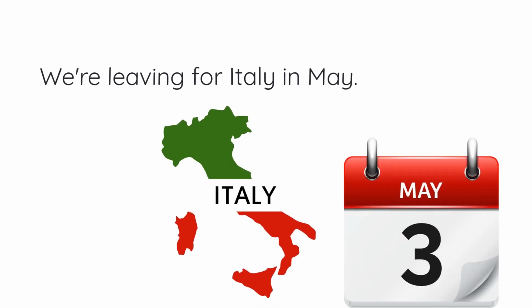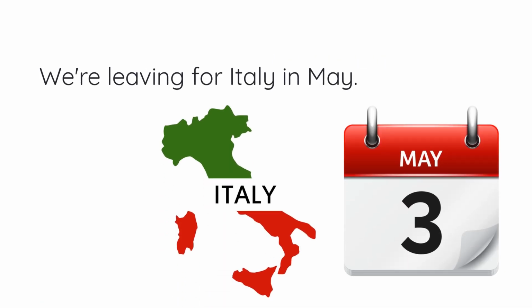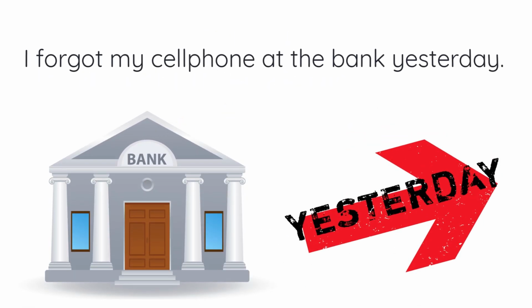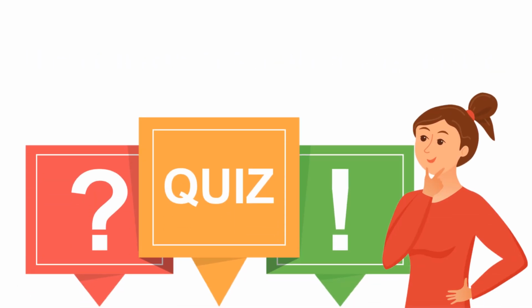Next. We're leaving for Italy in May. Leaving for where? For Italy. When? In May. Alright? Where and when. Place and time. Next. I forgot my cell phone at the bank yesterday. I forgot my cell phone where? At the bank. When? Yesterday. Okay? That's really it. And even though it seems really simple, it can get a little bit confusing. So let's do a quiz to find out that you have actually understood the simple but important rule very well.